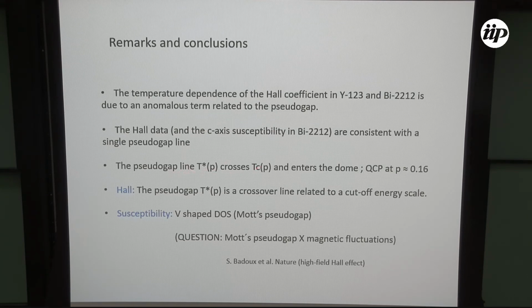But the crossover line crosses the dome, and if there is a quantum critical point, it must be around 0.16. This is in accordance with the previous presentation, more or less. And according to the Hall effect, the pseudogap line is a crossover related to a cutoff energy scale. Although from the susceptibility, we get a similar picture using a different approach, using a V-shaped density of states as in the moat conception of the pseudogap. The question related to this moat pseudogap versus magnetic fluctuation is to be considered and has already been considered by other authors.